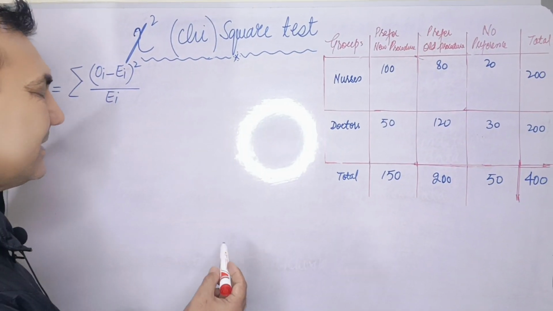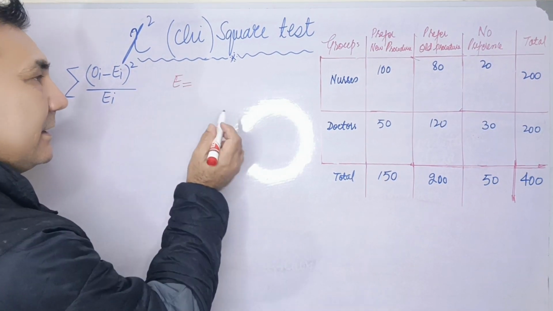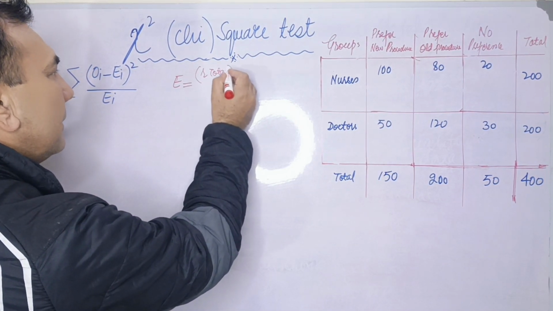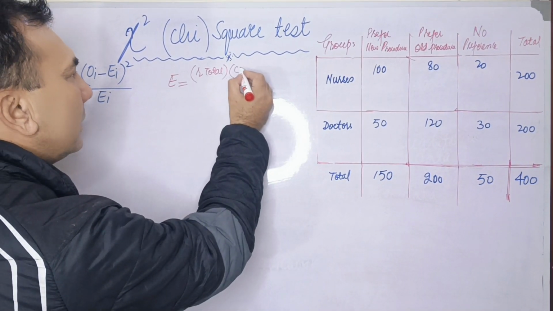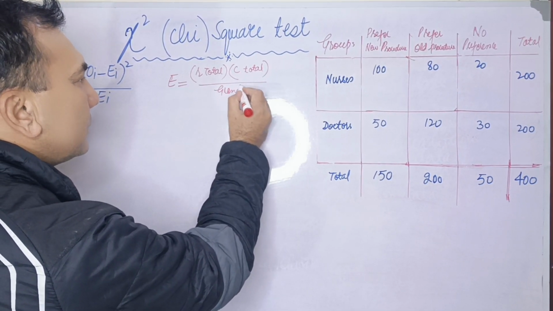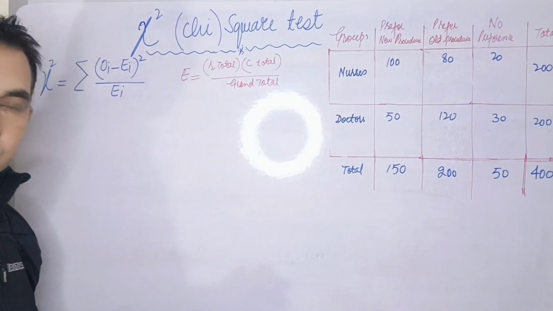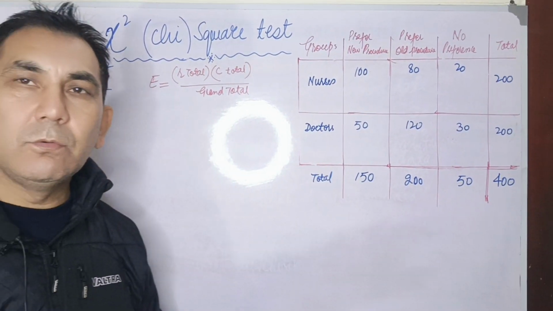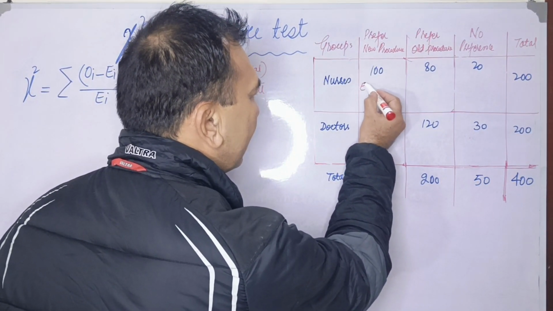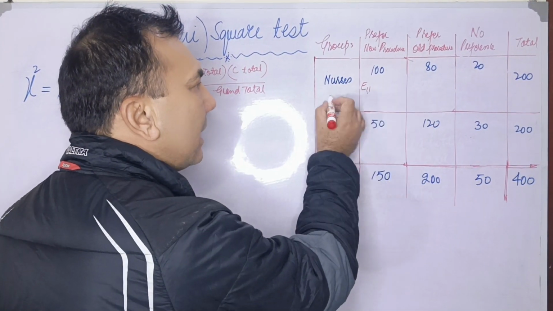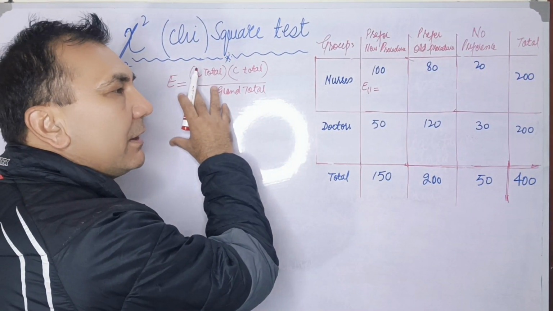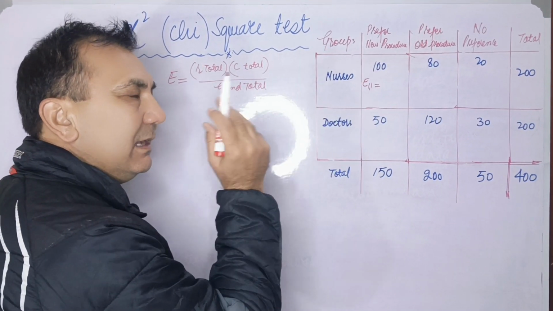So how do we calculate the expected value? For the expected value, we take the row total, multiply by the column total, then divide by the grand total. Let's do it here so you will learn more easily. This is E11. Why do I write 11? Because it is the row 1, column 1 cell. So what is the formula to calculate the expected value of this cell E11?